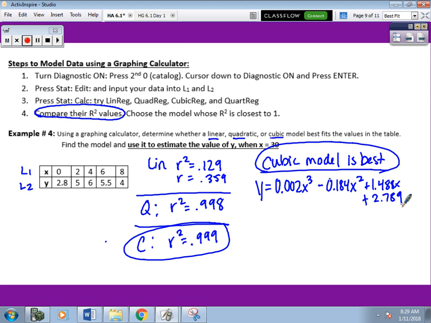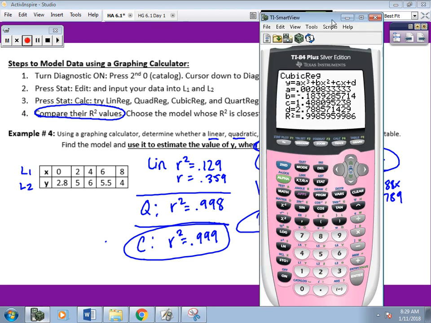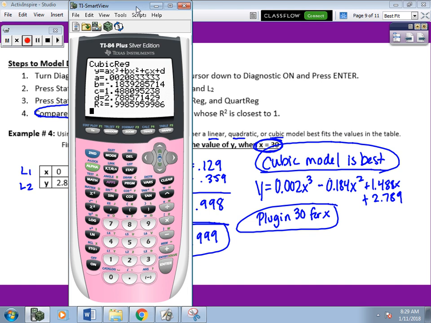Now, you also can store that in your calculator if you prefer. I don't know if any of you remember how to do that, but we can store that in our y equals using the y vars key. And then they do want us to use this to estimate the value when x is 30. So we have to plug in 30 for x. Now, it may be easier to store this in our calculator, and those of you that have the new calculator, this will be significantly easier for you, but those of you that have the ones I gave you, you'll have to type a few more buttons.